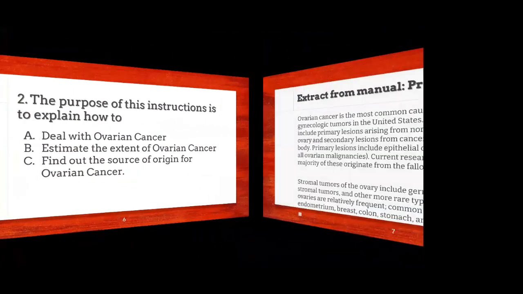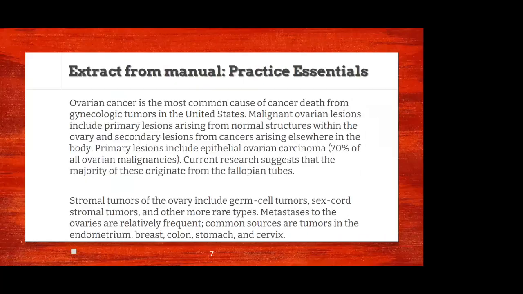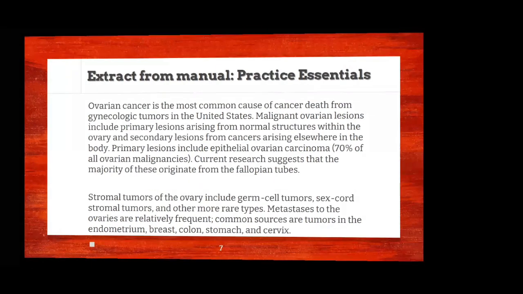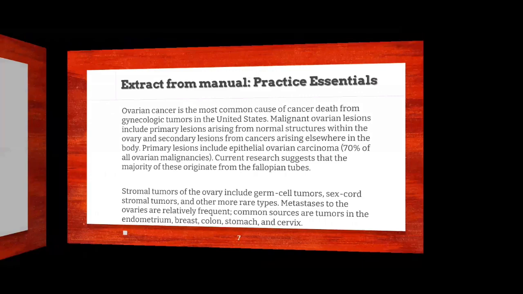Is there a paragraph explaining how to deal with ovarian cancer? No, it is not. Option C, find out the sources. Yeah, common sources, that is about the common sources, isn't it? So how to deal with ovarian cancer, or how to get a treatment for it, is not explained here, isn't it? So we can delete that option. So come to the next one.